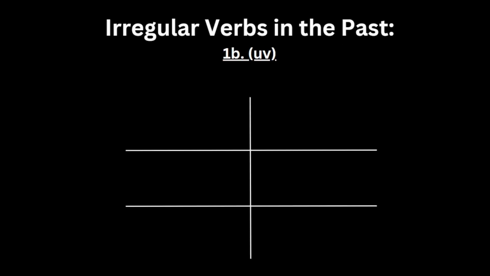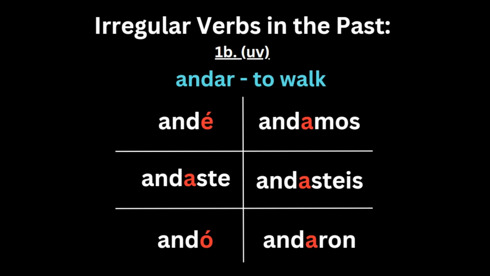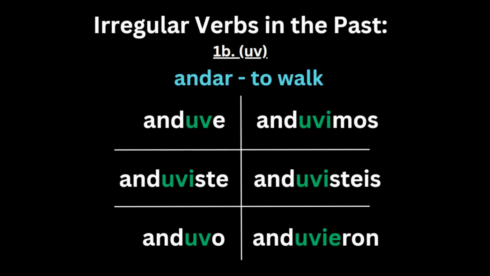The last verb that follows the UV ending is another verb you don't expect, and that is the verb andar, meaning to walk. Instead of following the normal conjugation of AR verbs, it decides to use the UV ending to indicate an action done in the past. With a verb like andar, I recommend just knowing the verb rather than using it.